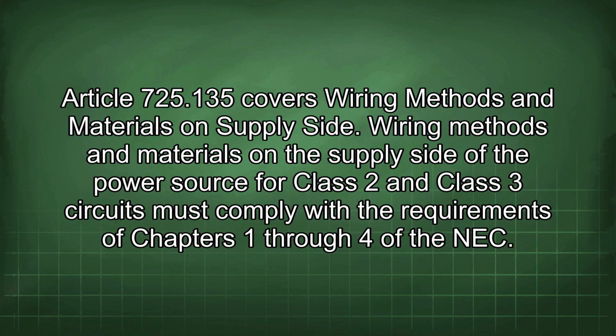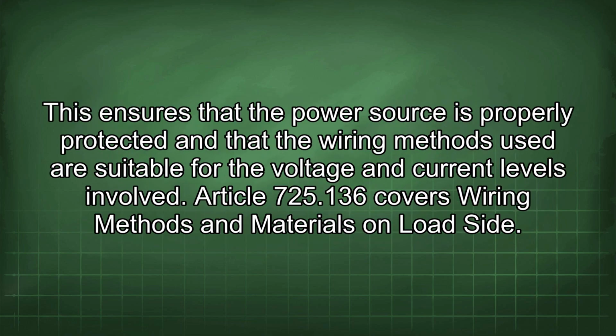Article 725.135 covers wiring methods and materials on supply side. Wiring methods and materials on the supply side of the power source for Class 2 and Class 3 circuits must comply with the requirements of Chapters 1 through 4 of the NEC. This ensures that the power source is properly protected and that the wiring methods used are suitable for the voltage and current levels involved.